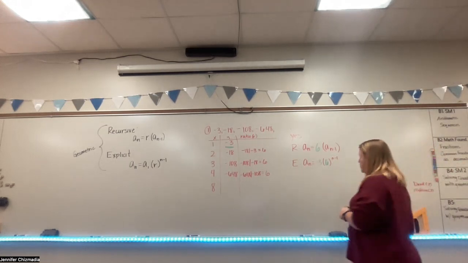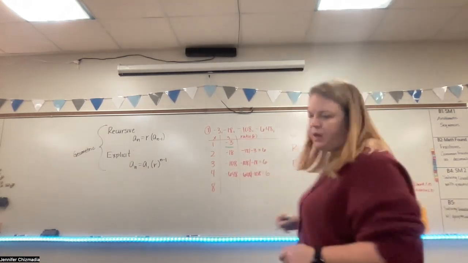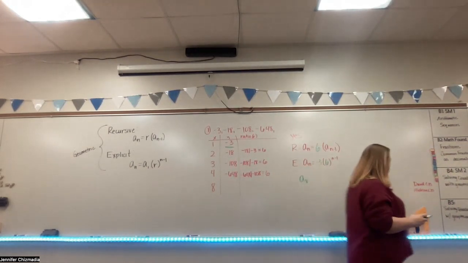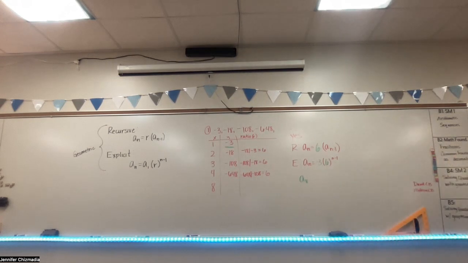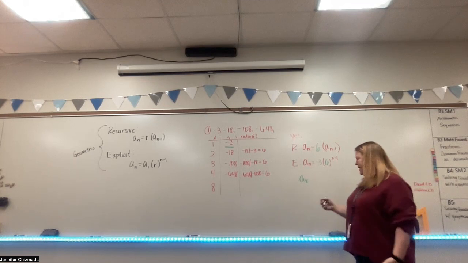Now, the last thing it asks me to do, it says the 8th term, right? Find the 8th term. All right, so I want to find A sub 8. Which one of those two formulas do y'all want to use? We can do either one. Explicit. Why do you want to do explicit? Because it is further away. Yeah, because then we don't have to do 5, 6, 7, right? We can go straight to 8. Nice.